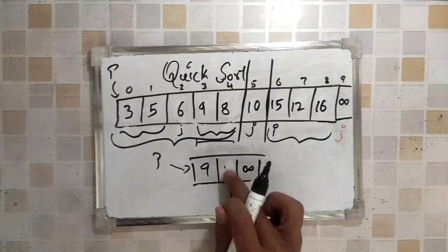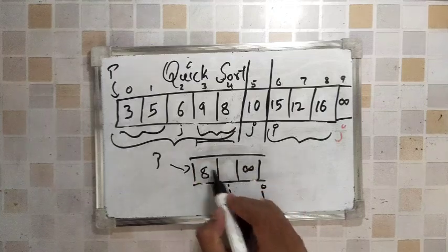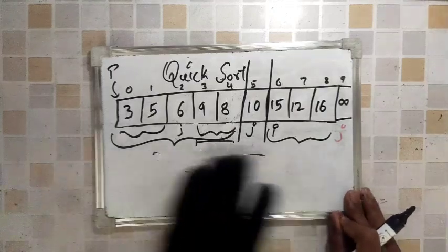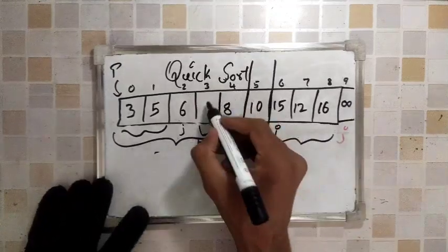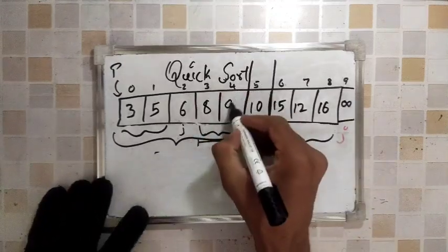So now what will happen? The pivot and this will swap, right? So 8 and 9, see, it swapped. 8 comes here, 9 goes here.